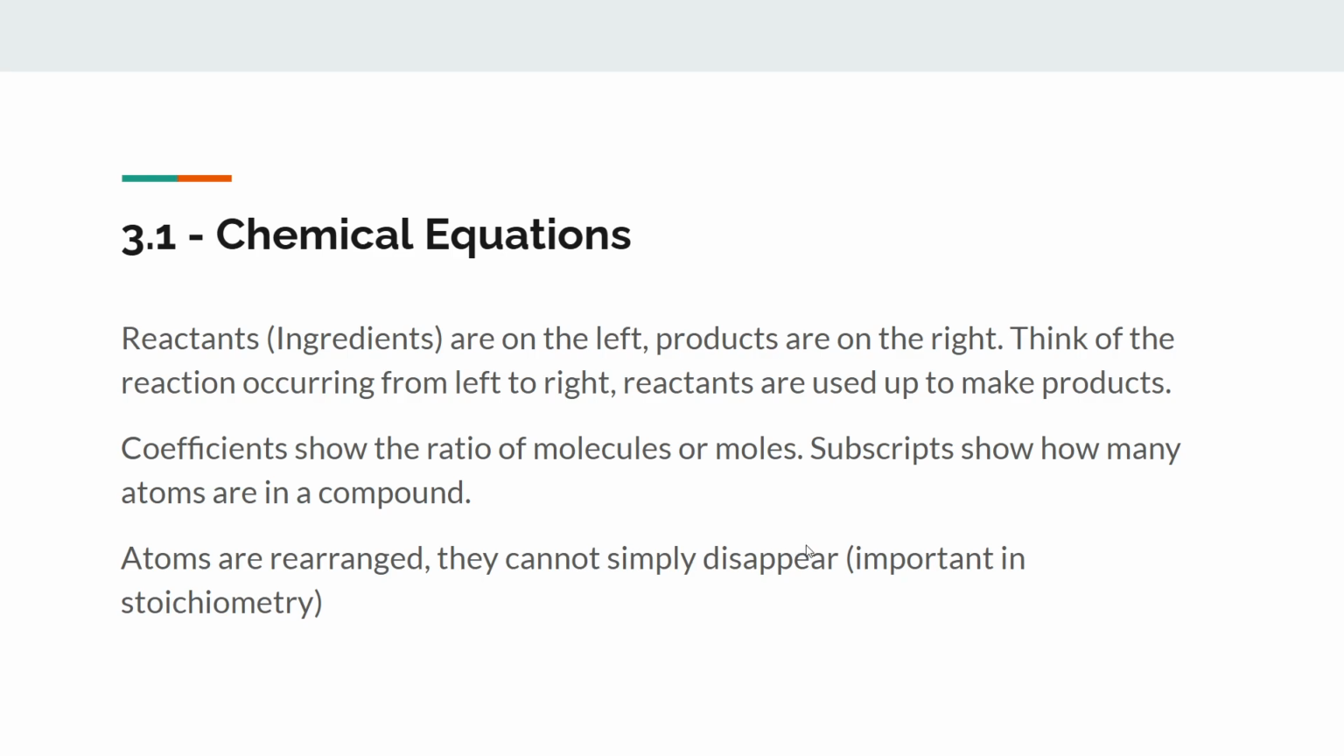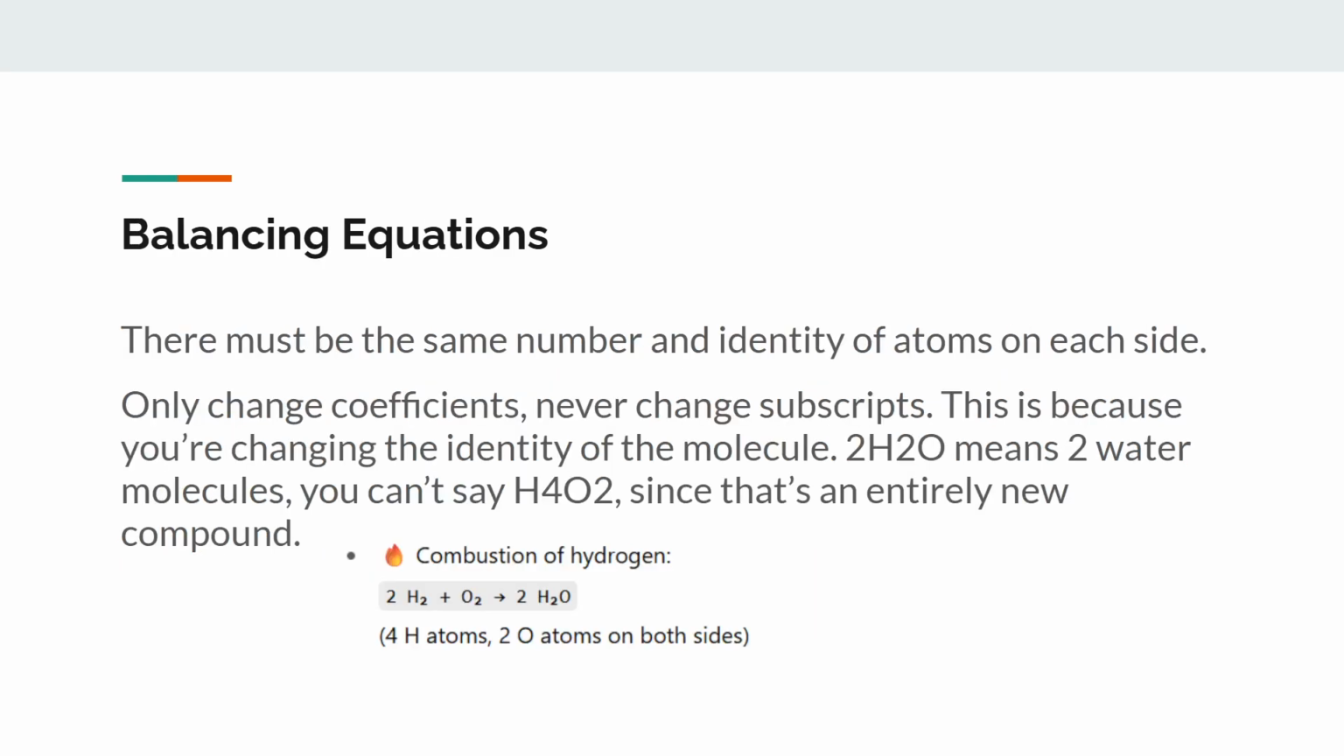Atoms are rearranged; they cannot simply disappear. Meaning that if we react carbon dioxide, which is CO2, the carbon and the two oxygen atoms can't just disappear. They're going to be present somewhere else. It doesn't matter if the carbon and oxygens are broken apart. There's still going to be one carbon and two oxygen atoms, no matter how you rearrange them.